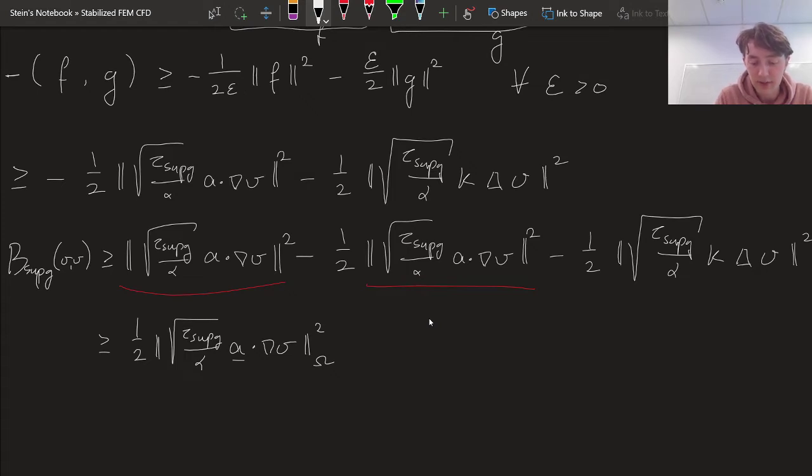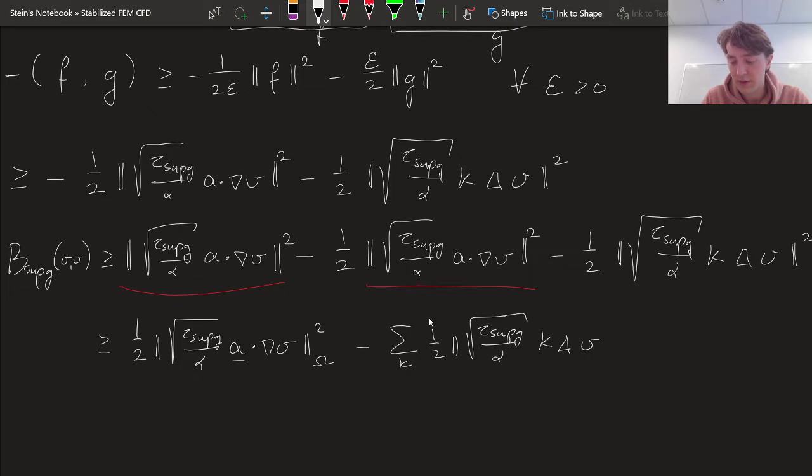And then we still have minus the sum over elements K of half times the square root of tau SUPG divided by alpha times kappa times the Laplace operator of V. Okay, so this is a negative term. This is a negative term that looks like a norm. So how are we going to treat a negative normed quantity?